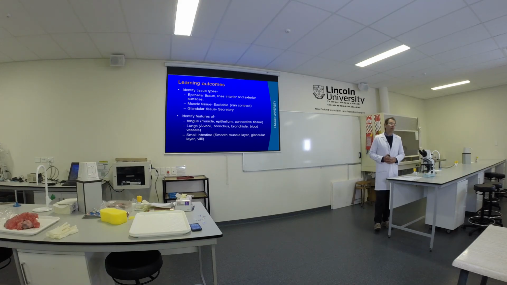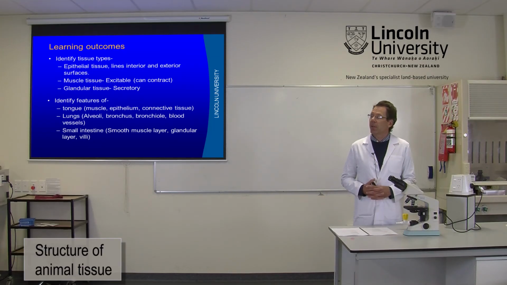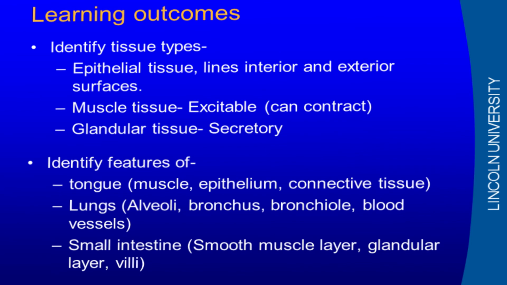And you also should be able to identify features of the tongue, so the muscle and the epithelium, connective tissue in the tongue, the lungs, the alveoli, the bronchus and bronchioles, which are the airways, blood vessels, and small intestine. We'll be looking at smooth muscle, glandular tissue, and the villi on the inner layer of the small intestine.